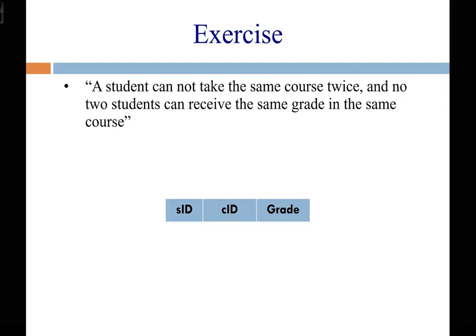Yeah. SID and CID would be one. Okay, so we'll just do primary key, SID, CID. Oops, not QU, UQ. CID and grade? Yes. So, restricting course ID plus grade to be unique.